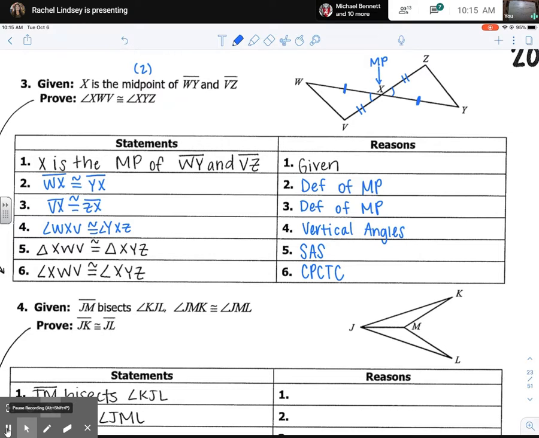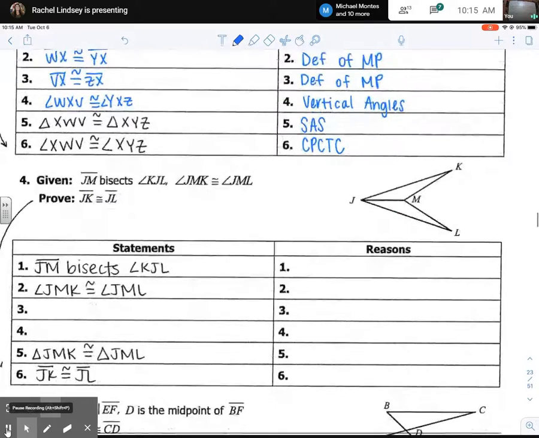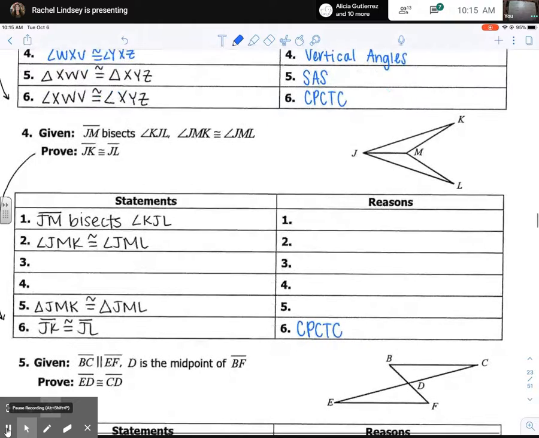Okay, so on number 4, we are trying to prove side JK is congruent to side JL. So what's my last reason? CPCTC. So I already got 1 out of the 8 things there. There are 8 blanks, and I've already got number 1.